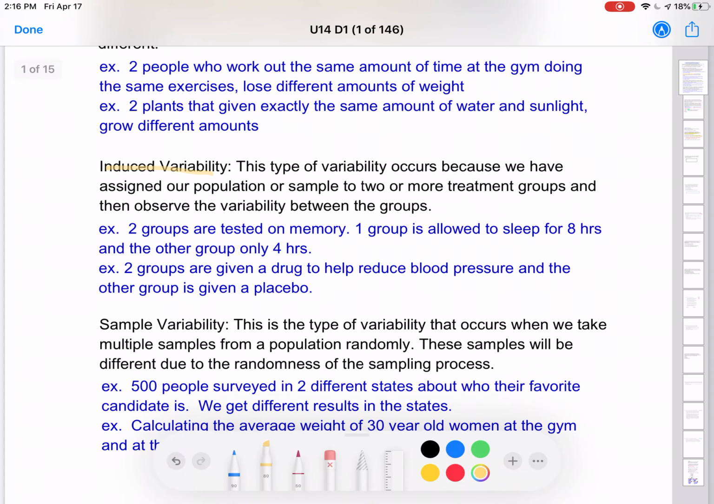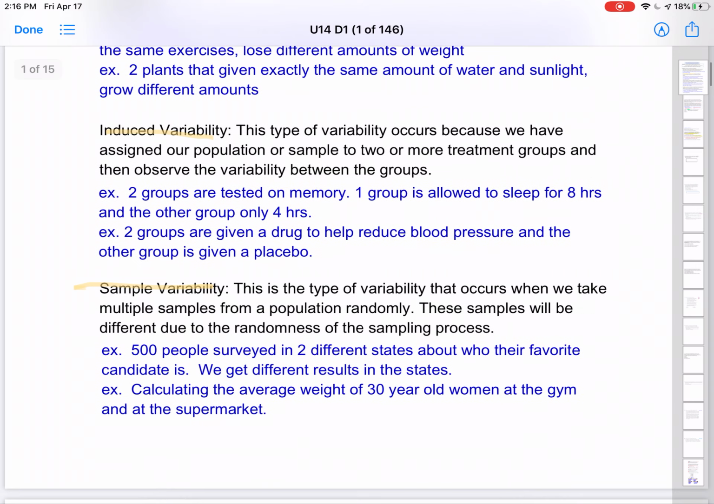All right, and then the last one I have is sample variability. This is the type of variability that occurs when we take multiple samples from a population randomly. These samples will be different due to the randomness of the sampling process. So 500 people surveyed in 2 different states about who their favorite candidate is, and we get different results. Well, that's because some states might be Democratic and some might be Republican. So that's why the sample matters.